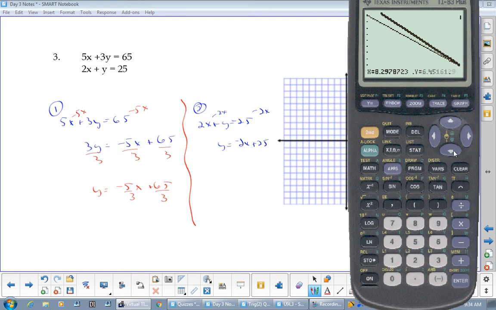The moral of the story is there's more than one way to get there, and just learning how to use your calculator, learning how to use the different buttons, that's half the battle. So I'm going to hit Zoom in again.